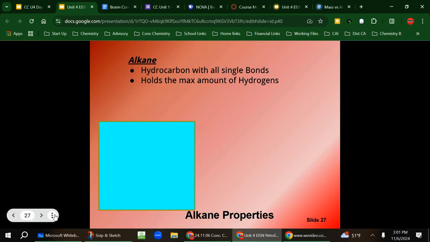Okay, saturated, unsaturated, supersaturated. Which one is holding the max? Saturated. Super is above the max, even more than the max. Okay? An alkane that is holding the maximum amount of hydrogens is said to be saturated.